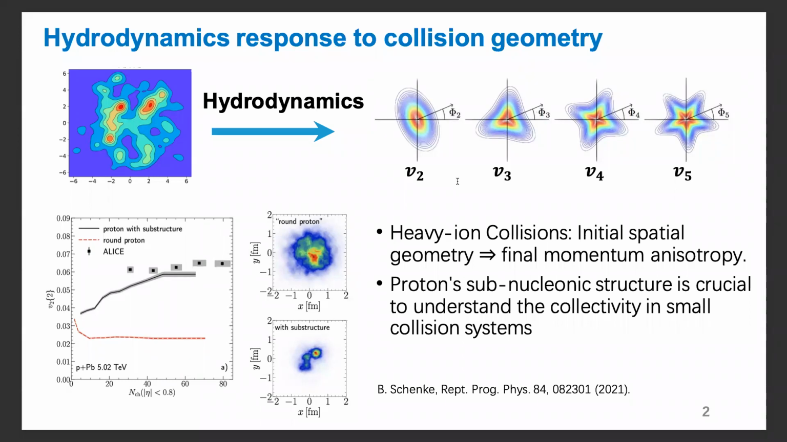This is just to emphasize that the initial geometry of the proton or nucleus is an important input for our hydrodynamic evolution. That's why we show the nuclear structure to give our input.